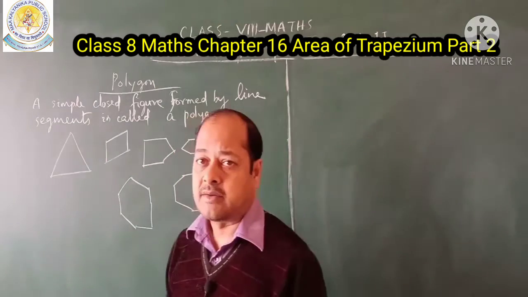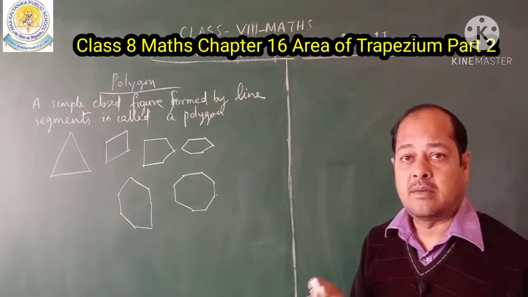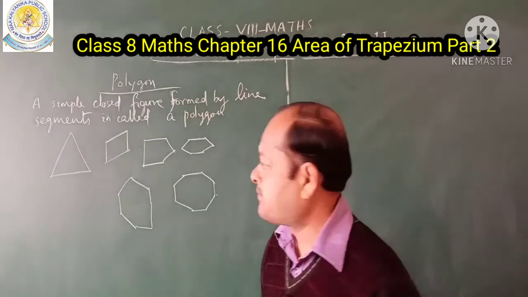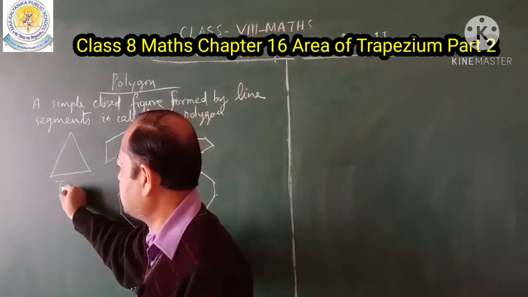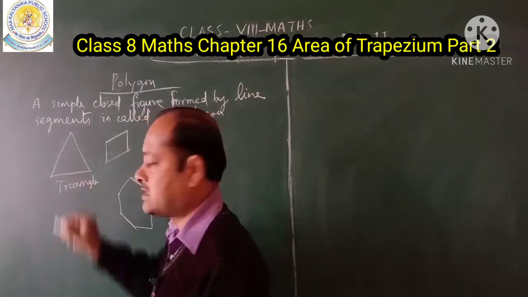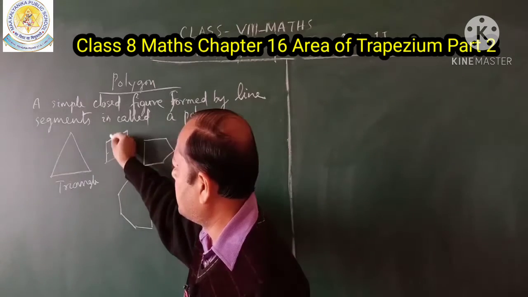So any closed figure formed by line segments, we can call it a polygon. There are different types of polygons. Let us discuss one by one. First is the triangle. Why is it a triangle? Because there are three sides in this polygon. And this is a quadrilateral: 1, 2, 3, 4.